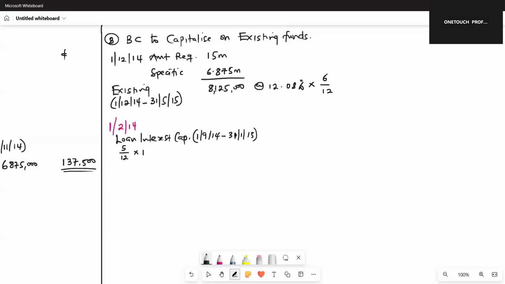That is for the loan. Yes, loan interest. So times 12%. Times 25 million. So that will give us how much? Why 1st February 2014? I wrote 1st September 2014. No, this payment is on 1st February 2015. Sorry. How much are you getting?